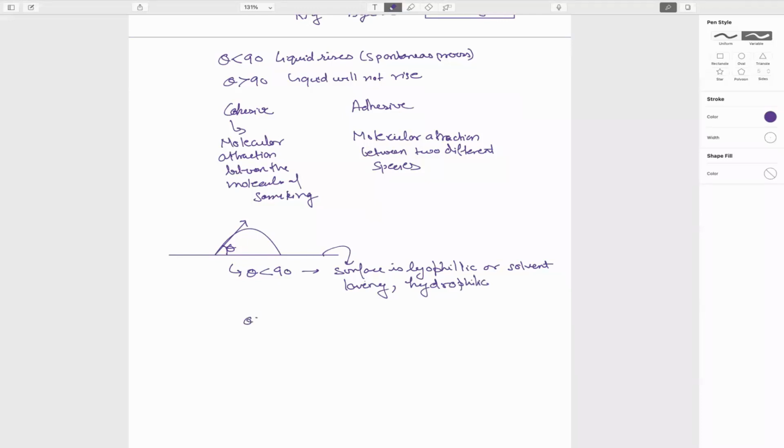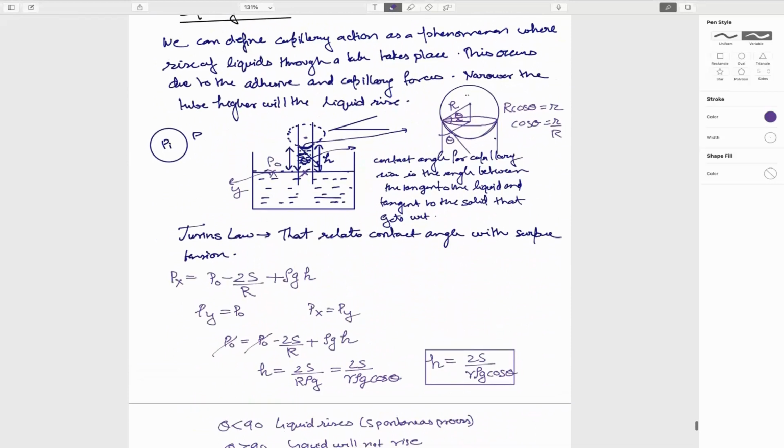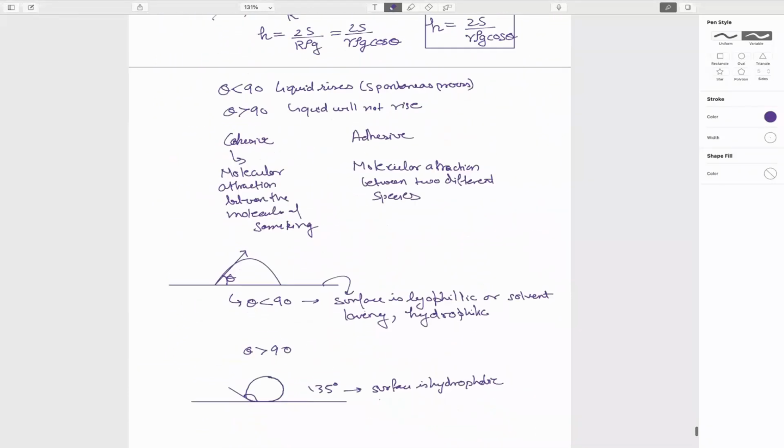If theta is greater than 90 degree, that is for the case of mercury, the contact angle is greater than 90 degree, around 135 degree. Then the surface is hydrophobic. So that's the difference between this contact angle and this contact angle.